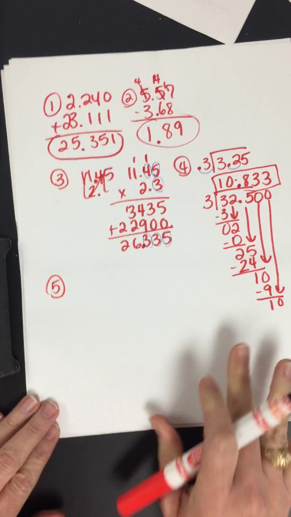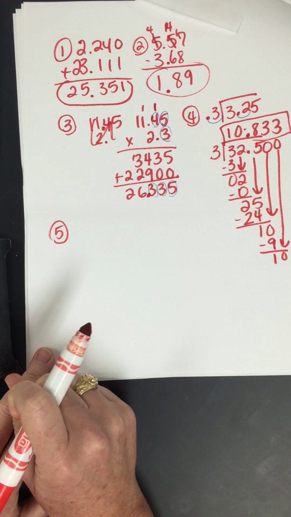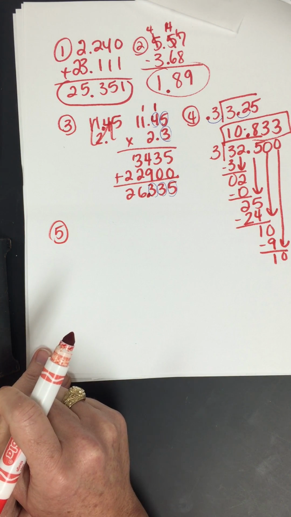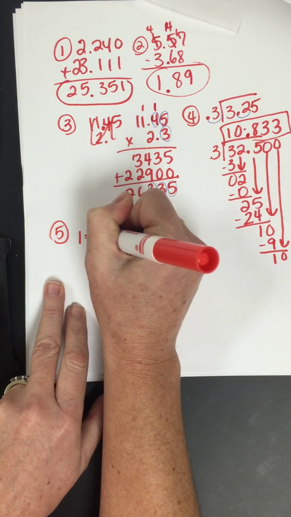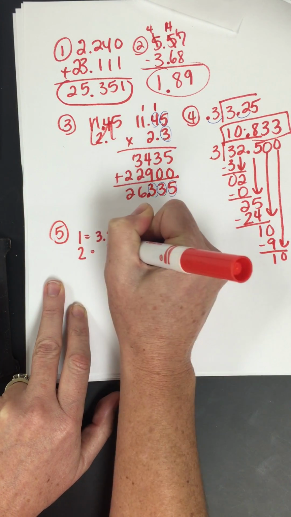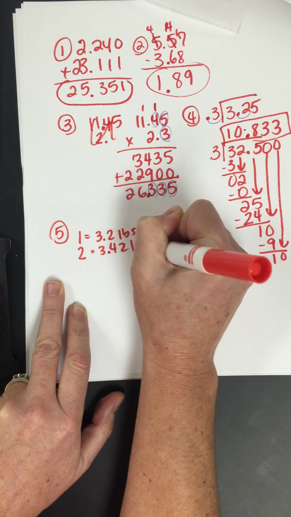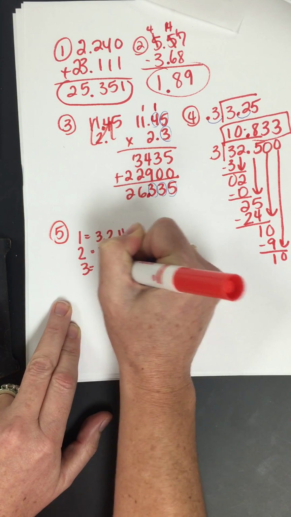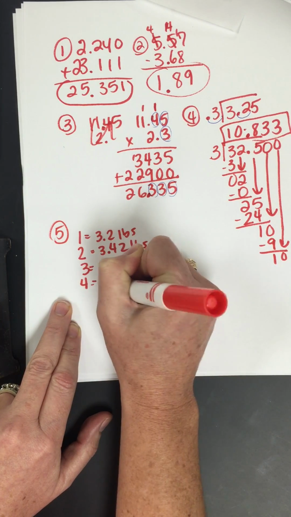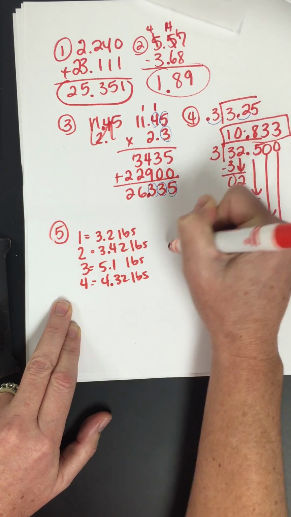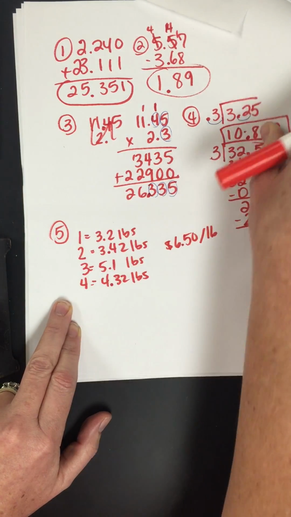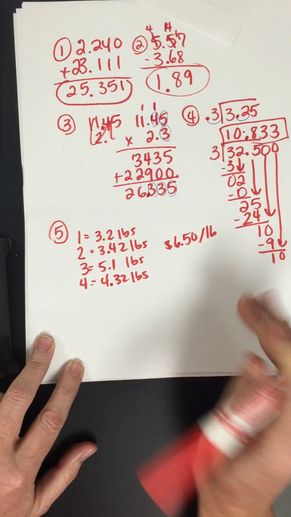Number 5 says, in November, I bought nuts every week at the grocery store. They charged me $6.50 per pound. Week 1, I purchased 3.2 pounds. Week 2, I purchased 3.42 pounds. Week 3, I purchased 5.1 pounds. Week 4, I bought 4.32 pounds. And they charged you $6.50 per pound. So this is all the information I'm going to need to be able to solve A and B.